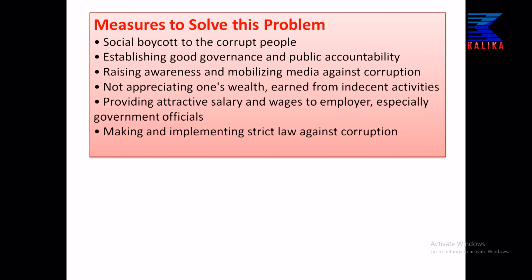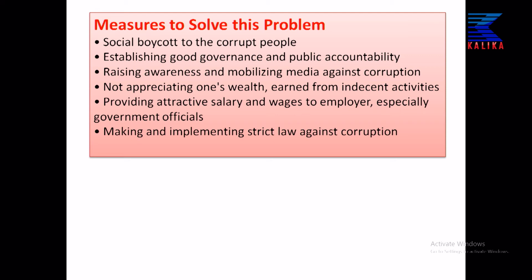The next measure is not appreciating wealth earned from indecent activities. First of all, we have to try to find out the source of their earning. In our society, there is generally a trend of respecting or praising wealthy people, but we do not even think about how their wealth is coming. So, that tendency should be changed.